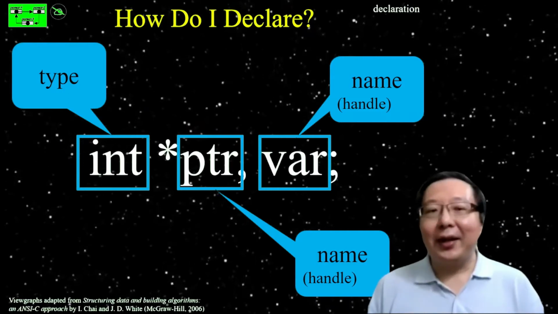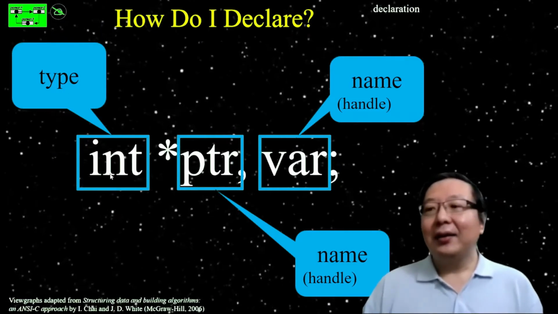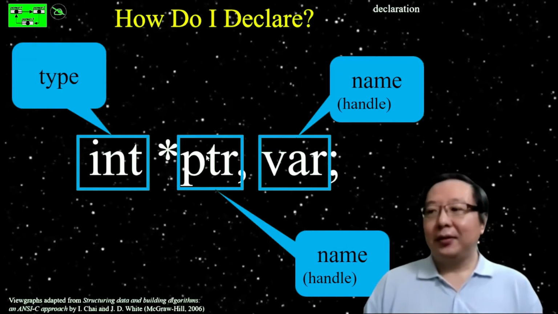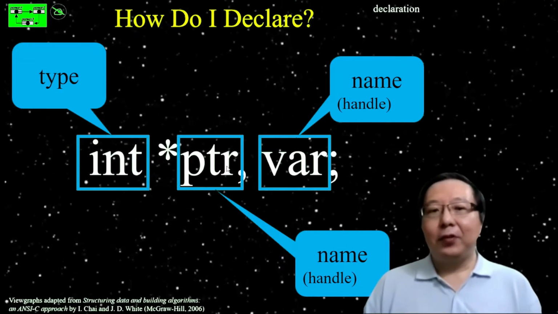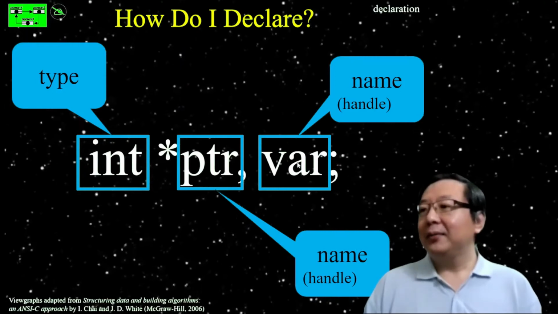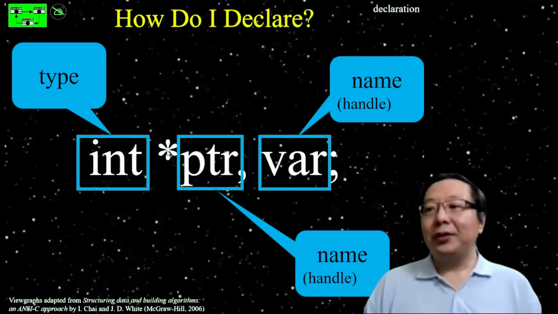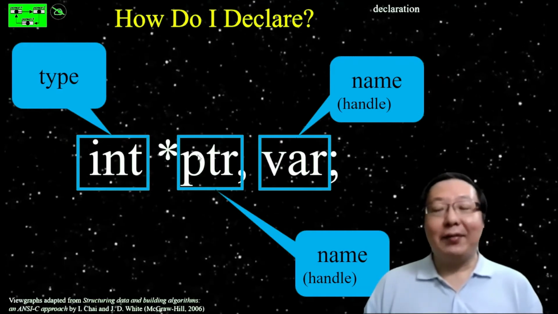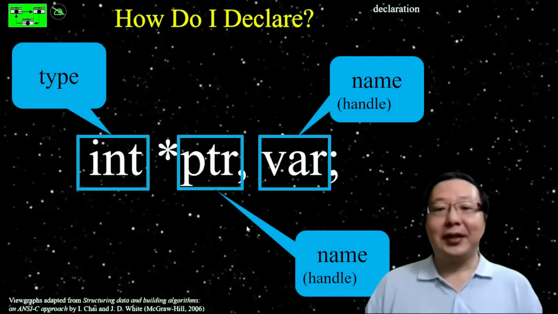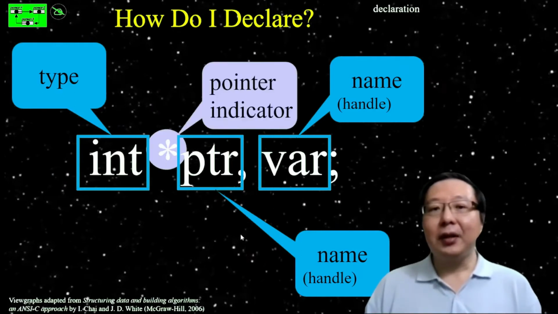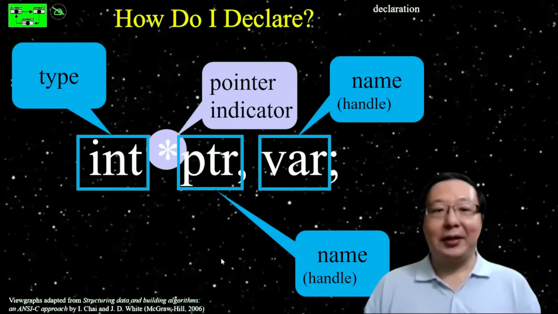So how do I declare? I say the type, for example, integer, the name, for example, PTR, or the name here, VAR, and you could put a star if you want it to be a pointer, and don't put a star if you don't want it to be a pointer, if you want it to be a variable. So this is that pointer indicator.